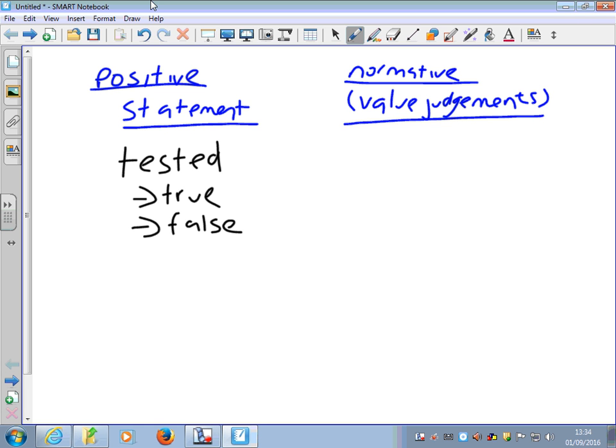Okay, we could be looking at things away from economics. We could be looking at things like if you do more revision, you will get better exam results. Just things that can be tested to be true or false.